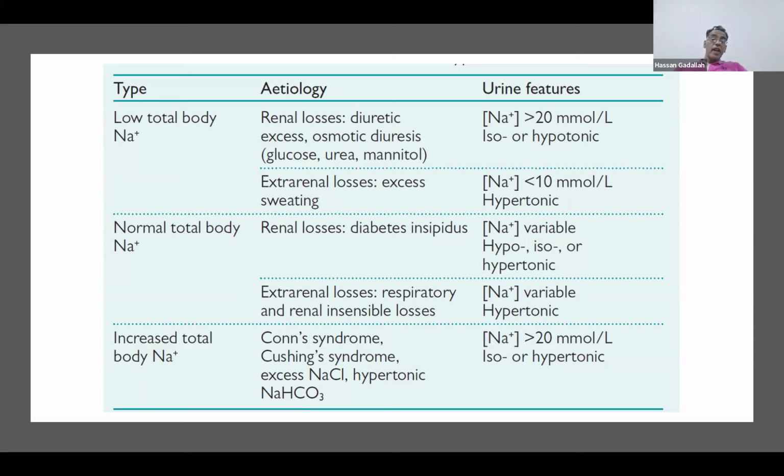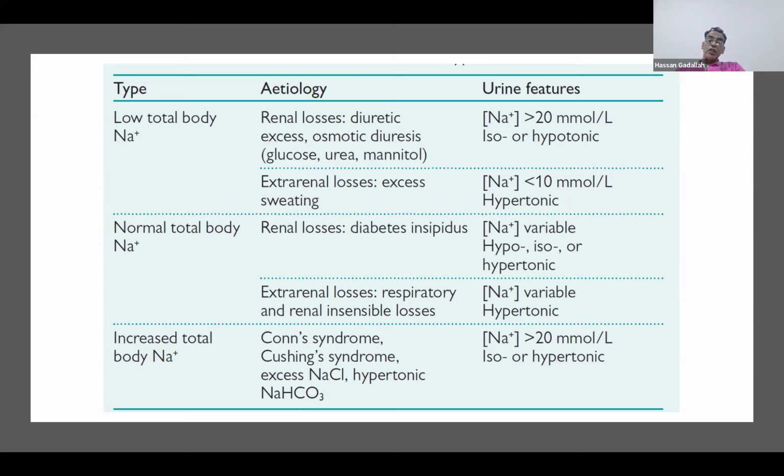And the second reason for hypernatremia with low total body sodium is extrarenal losses, like excessive sweating. And in such cases, we'll find the urine sodium less than 10 millimole per liter because such patients get hypovolemia as well.